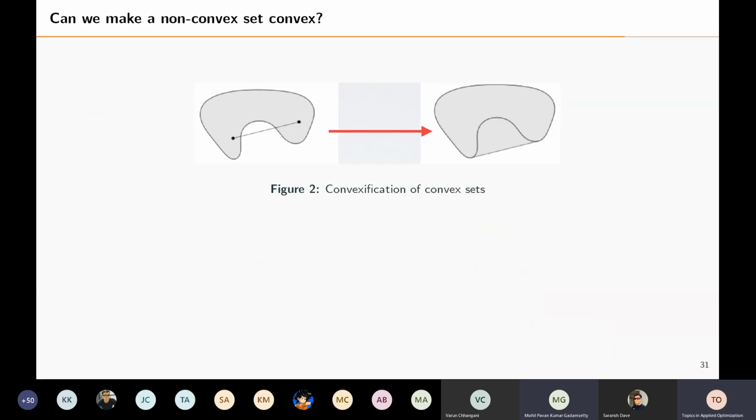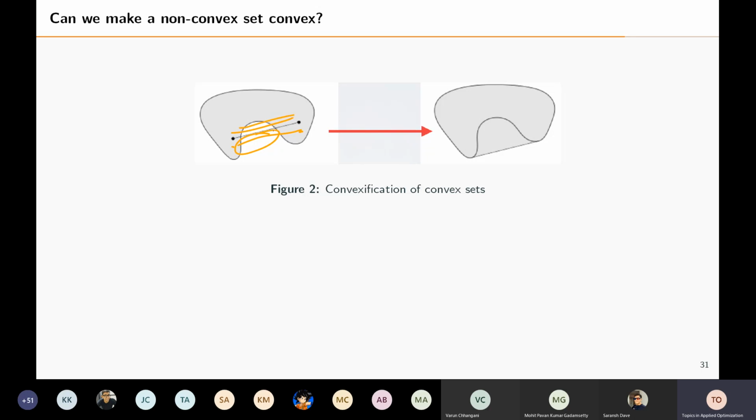Yes, sir. Okay. So a natural thing is like, can we convexify a set? Indeed, we can convexify. You take arbitrary points, and whenever you join them, you include those portions of the line that were not in the set. So you keep doing that.